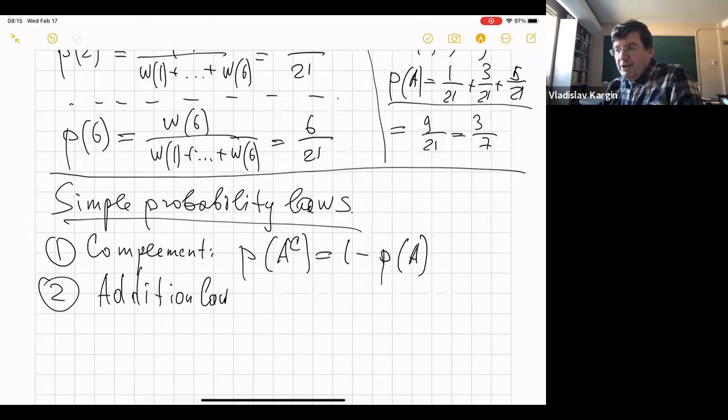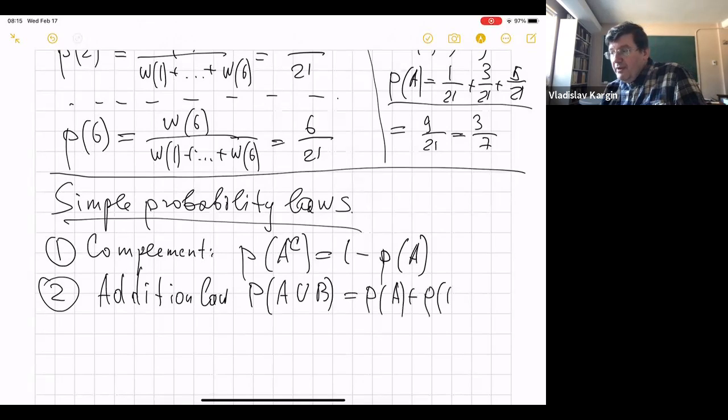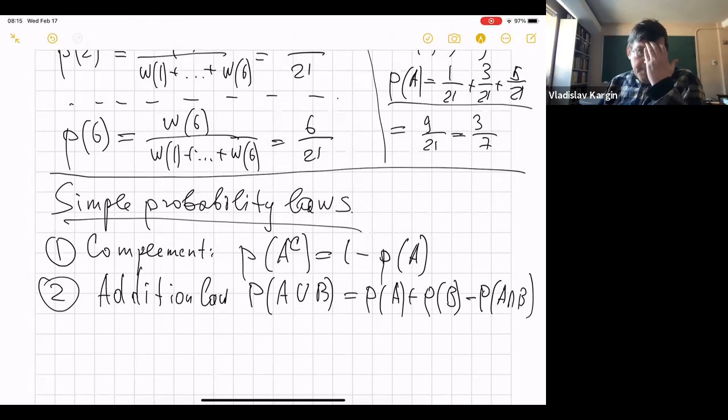The second law is the addition law. It describes what happens if you want to calculate the probability of the union of two events, and now we are talking about events that are not disjoint. They have a non-empty intersection. So it's equal to the probability of A plus the probability of B, which would be the answer if they were disjoint. But after that, you also need to subtract the probability of A intersect B.